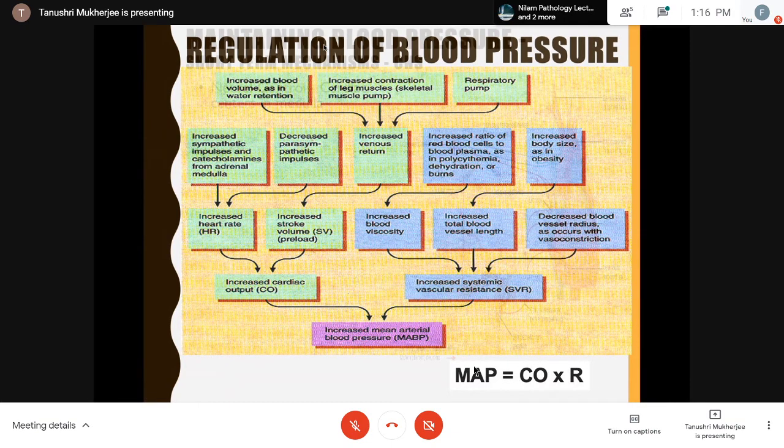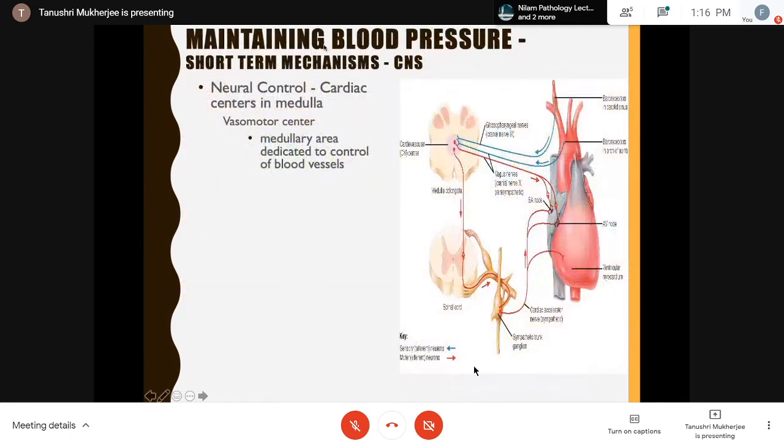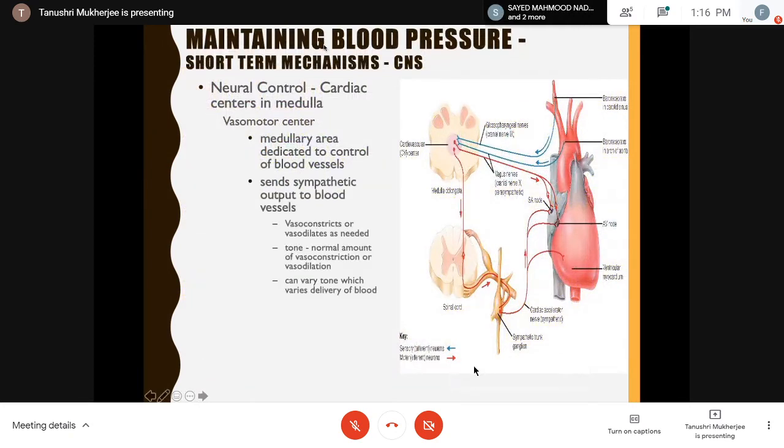Then the various mechanisms are there. There are short-term mechanisms which are CNS controlled. There are cardiac centers in the medulla, the vasomotor centers, which send sympathetic output to blood vessels, vasoconstricting or vasodilating as needed. And they receive input from baroreceptors or the chemoreceptors.